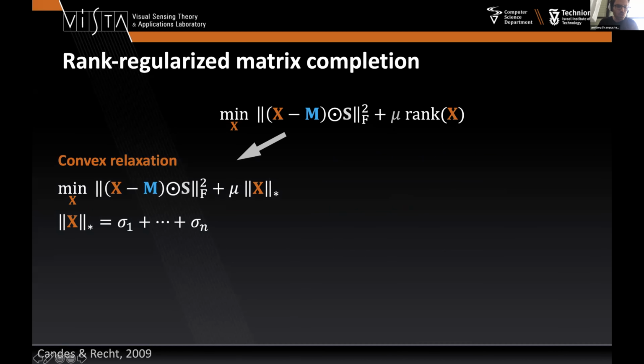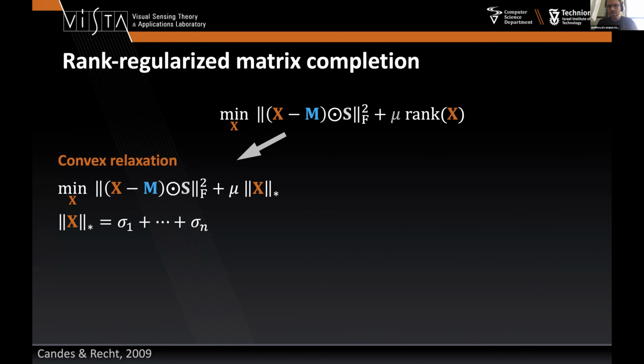So one way to approach it is to relax this rank penalty into its convex envelope. So you replace the rank with the nuclear norm. It's just a sum of singular values. Now you have a convex problem. You can solve it. You get a global minimum, but the problem is that this relaxation is not always tight. It depends on the number of measurements that you have. And usually in applications, you don't have that many measurements to satisfy the guarantees.